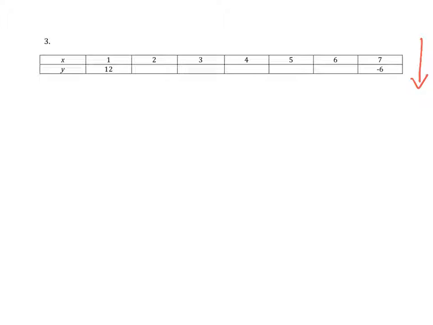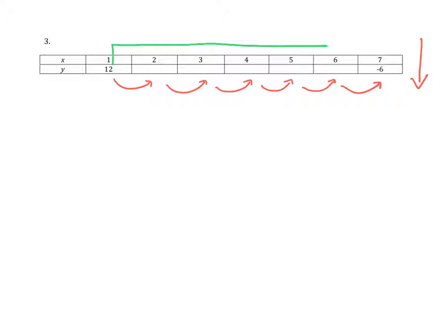So let's see how many steps we had to take. We went 1, 2, 3, 4, 5, 6 whole steps, a long way. 6 steps to get from 12 down to negative 6. So each one of those is the same common difference. So then, remember, we need to find what is the distance covered between 12 and negative 6. So how can we find out the distance between those two?